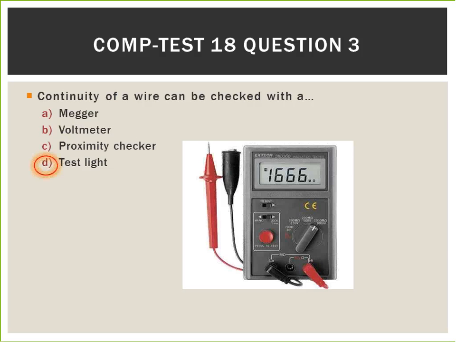Answer D is the best answer here. Answer A is not correct because a Megger measures the electrical resistance of insulators. Answer B is not correct because a voltmeter measures electrical potential difference between 2 points in an electric circuit. Answer C is not correct because a proximity checker indicates whether a wire is hot. A side note is that many multimeters these days have continuity checking capabilities, and test lights are built in as a feature.